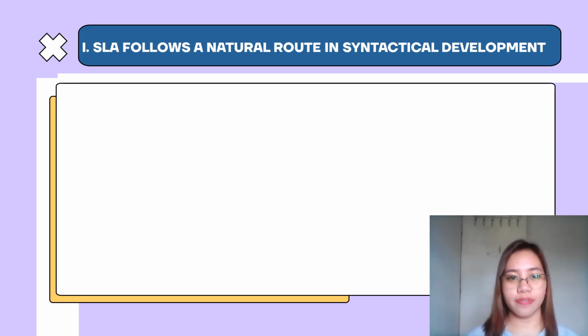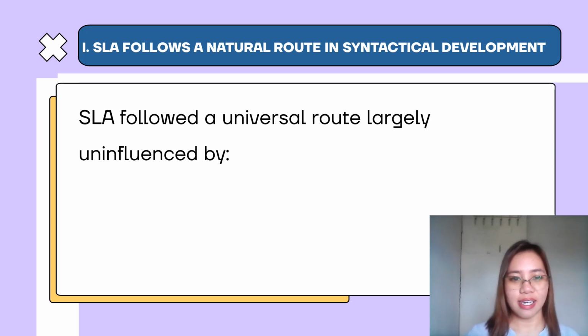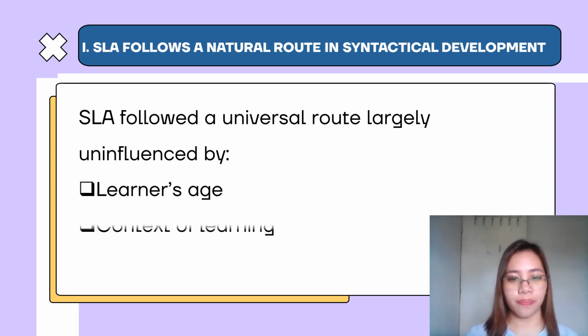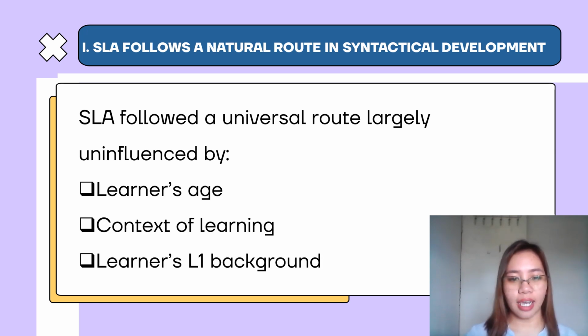Alright, so the first principle of discourse theory is that second language acquisition follows a natural route in syntactical development. So what do we mean by this? SLA follows a universal route largely uninfluenced by the learner's age, context of learning, and the learner's L1 background. People often progress through stages of grammatical development in a way that resembles how they learned their first language.